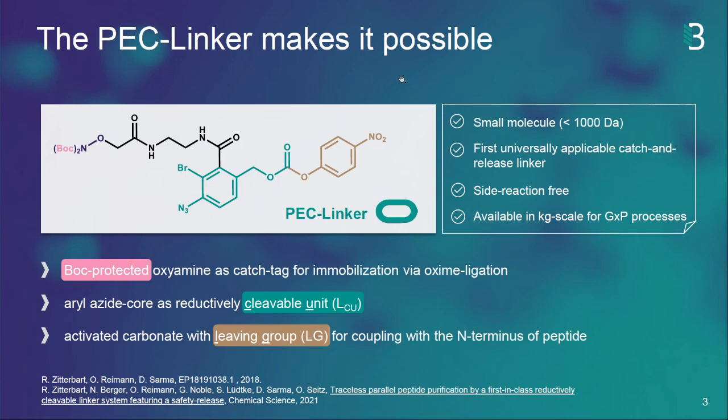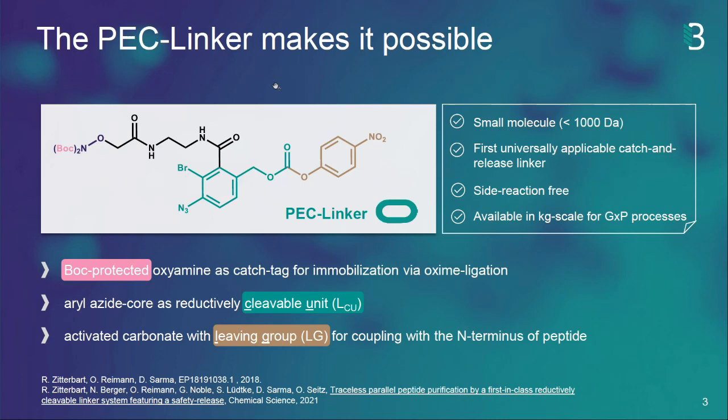For the peptide purification, you need our PEC linker, which you see on the slide. It's a small molecule and actually the first universally applicable catch and release linker. It's side reaction free and available in kilogram scale for industrial processes. The linker molecule contains 3 main parts which are necessary for the PEC purification. The first site here, which is important, is the Boc-protected oxyamine, which serves as catch tag for the immobilization via an oxime ligation. Then in the middle, you see an aryl azide core, which is a reductively cleavable unit. And on the right side is an activated carbonate with a leaving group for the coupling of the linker with the N-terminus of the peptide.